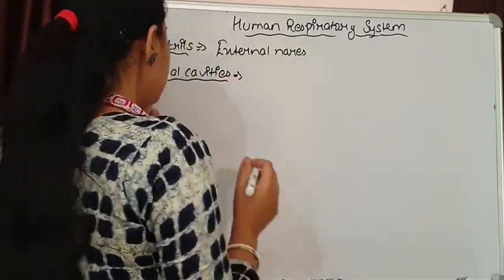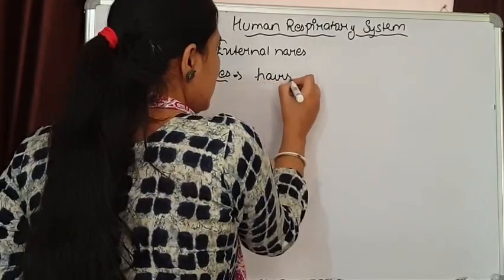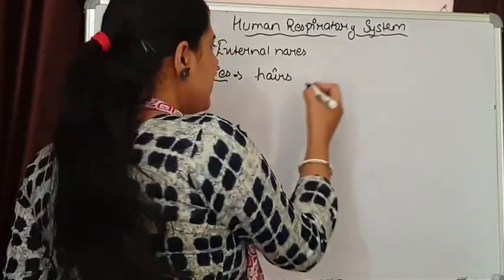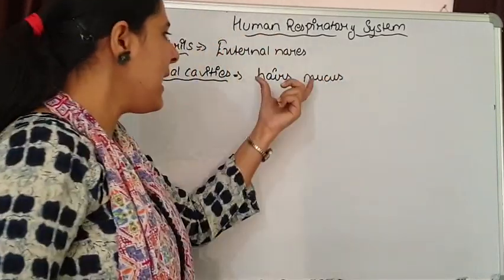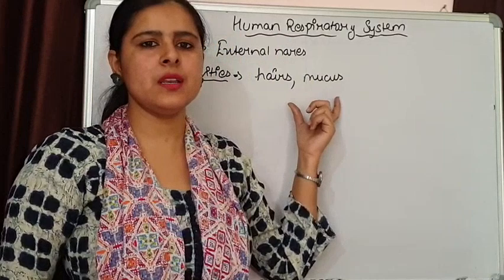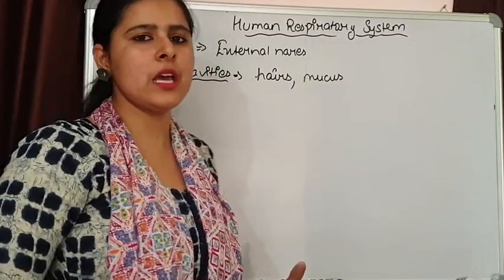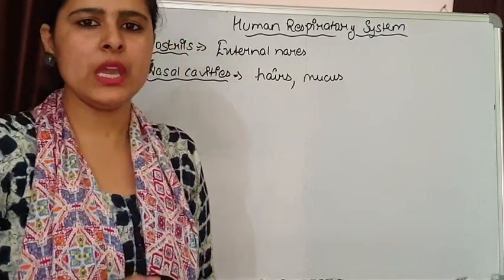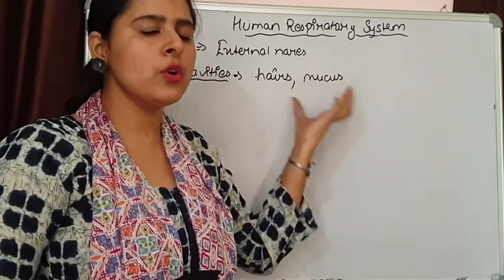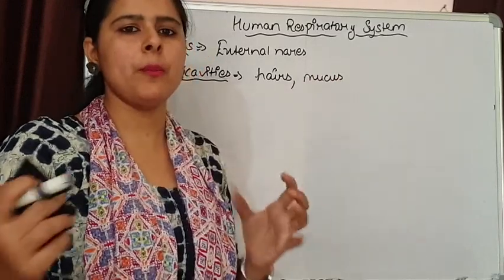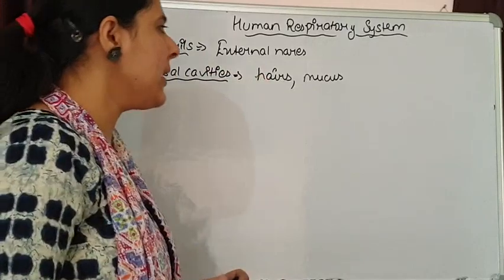These nasal cavities have some structures, like lining of hairs. They have some mucus glands which are going to release mucus, and the hair and mucus are basically responsible for the entrapment of dust particles present in the air which we have inhaled. Plus they are going to moisten this air, and both these things are required for proper exchange of gases. This is how the nasal cavities are present.